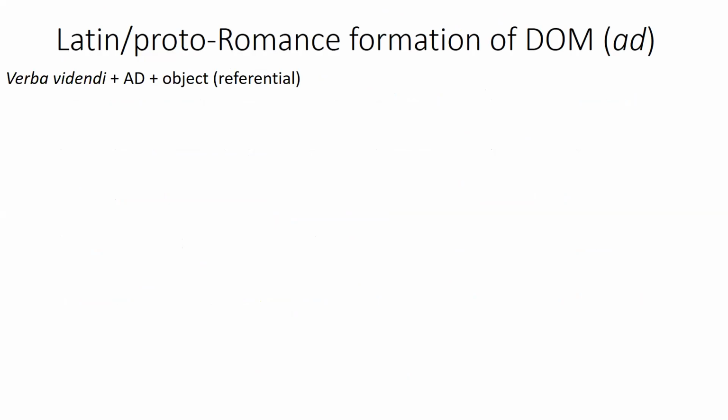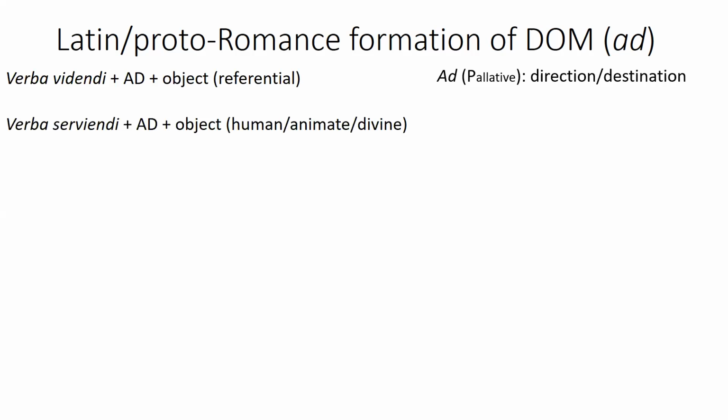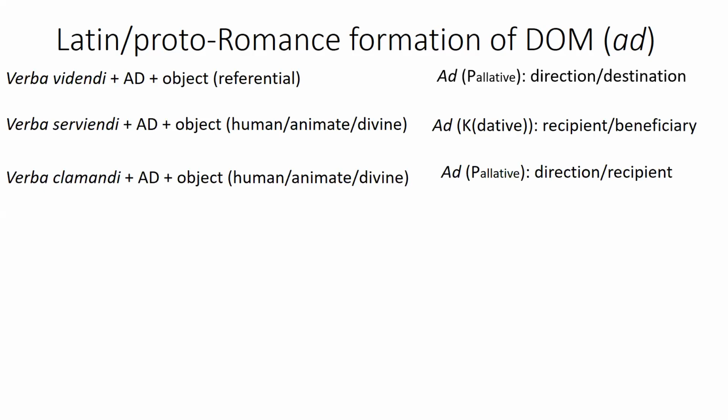All right, so if we just briefly summarize, the earliest examples of ad are used with verbs of evasion, where ad here is referential. Ad, being allative, denotes direction and destination. The object, hence, is highly referential. Verbs of serving select recipients and beneficiaries, etc. The object here, which replaces the morphological dative, denotes a recipient and beneficiary, which also tends to be human, animate, and divine. Verbs of shouting, within a religious context, also denote human, animate, and divine objects.